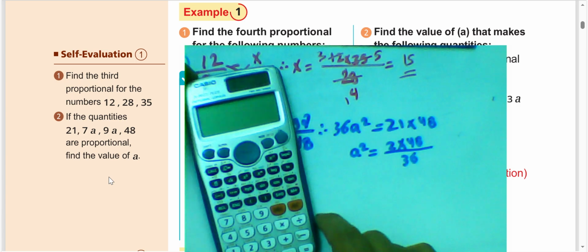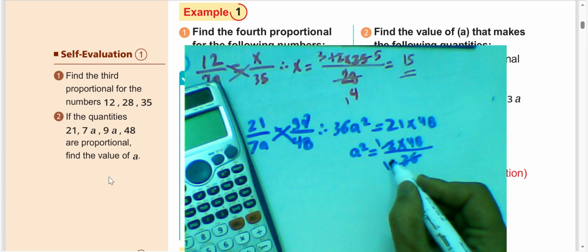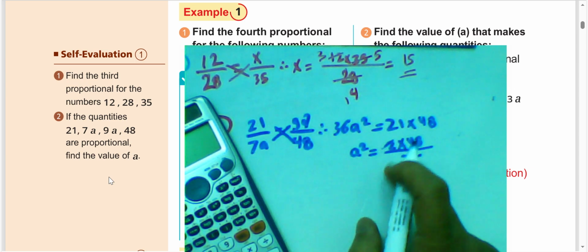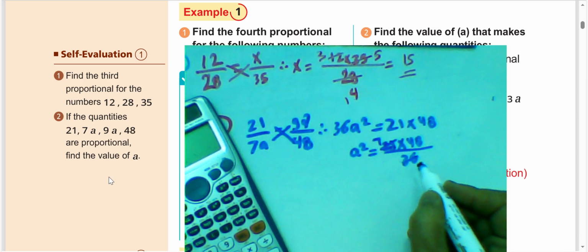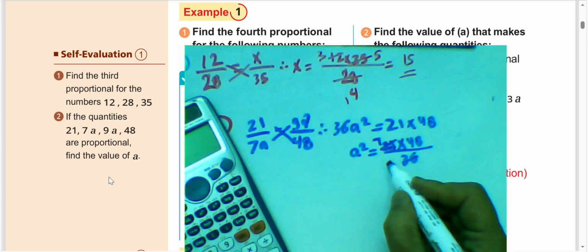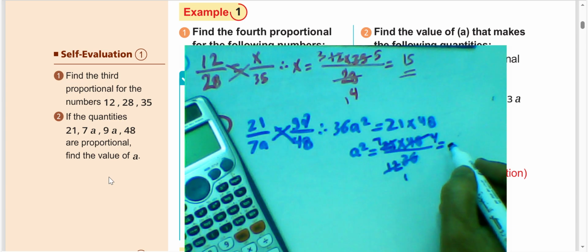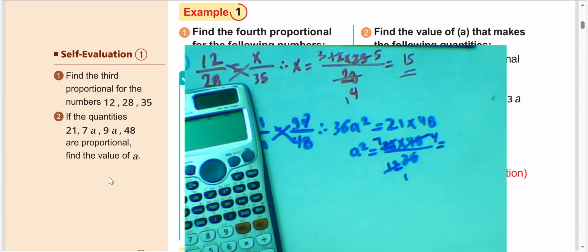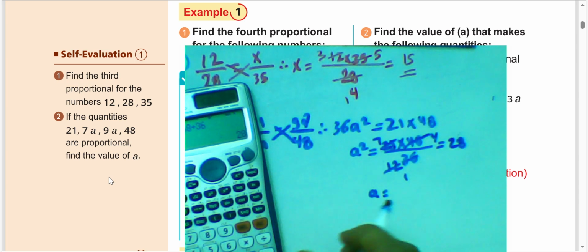Now we find A squared by writing 21 times 48 divided by 36. Use a calculator, or you can simplify in your head. 21 divided by 3 equals 7, and 36 divided by 3 equals 12. 48 divided by 12 is 4. 4 times 7 equals 28. Then the answer is 21 times 48 divided by 36, and the result will be 28.